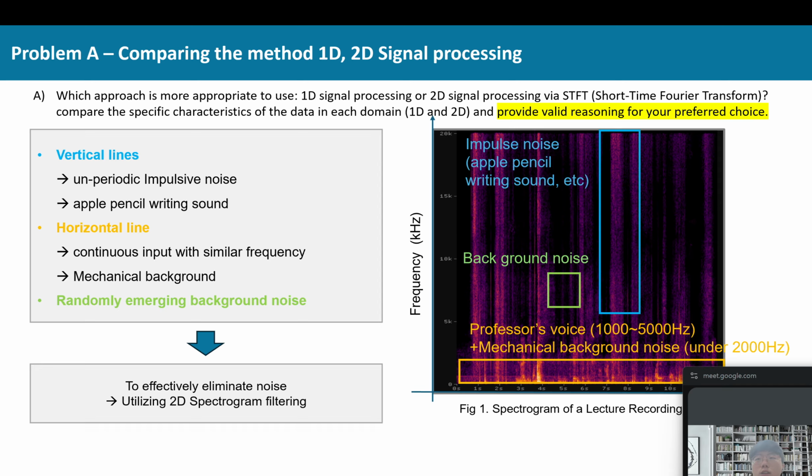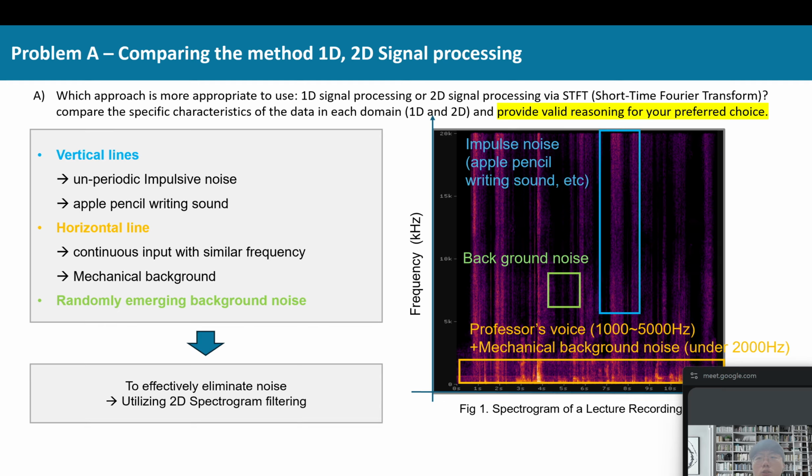The image on the right shows the spectrogram of the lecture recording you heard just before. As I mentioned, thanks to the short-time Fourier transform, we are now able to analyze the data in two dimensions. The x-axis is time and the y-axis is frequency. This allows us to classify different types of noise based on their geometric pattern. For example, look at the blue vertical line. Since it spans all frequencies at a specific moment, it represents an irregular impulse. We can predict this sounds like someone next to you tapping the Apple Pencil while taking notes.